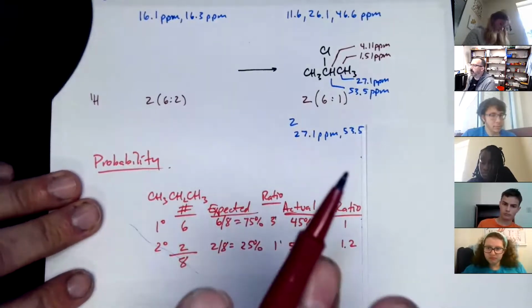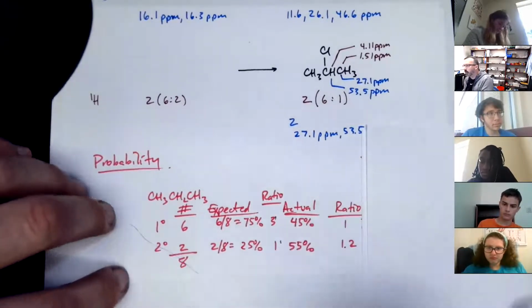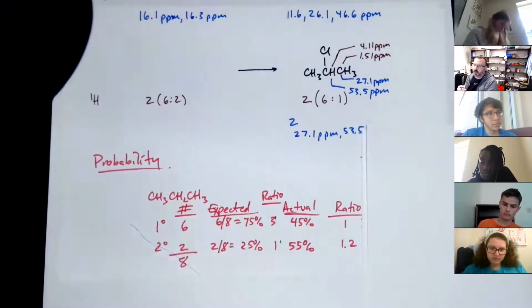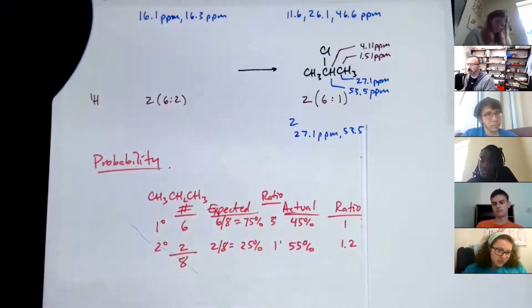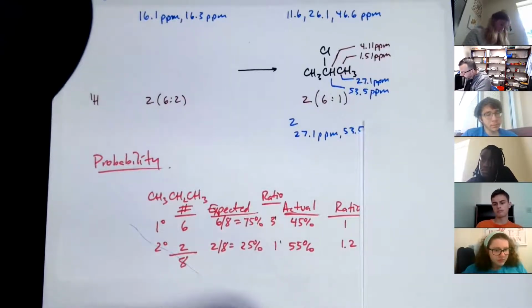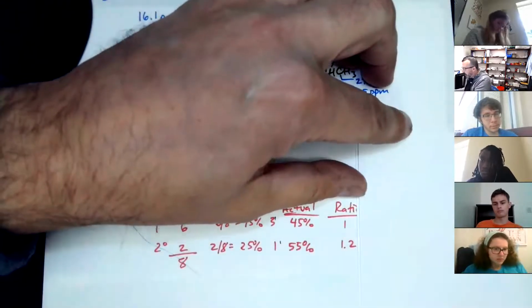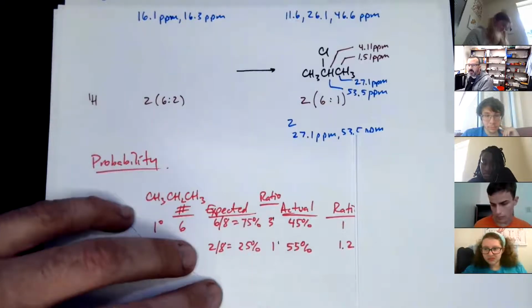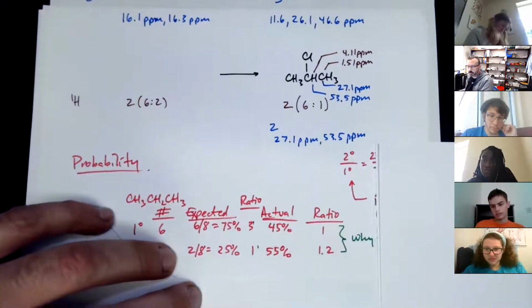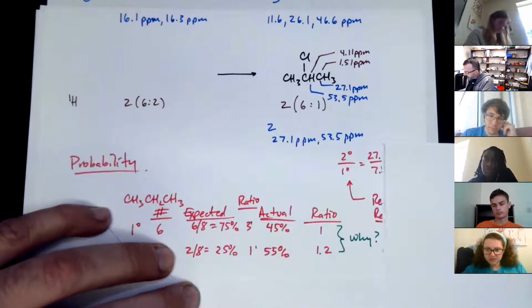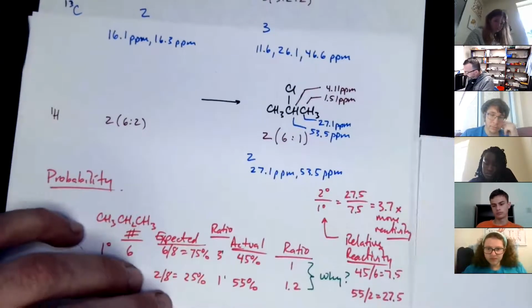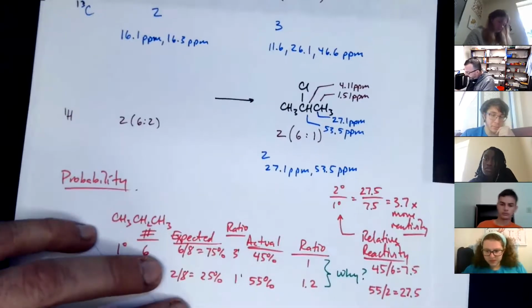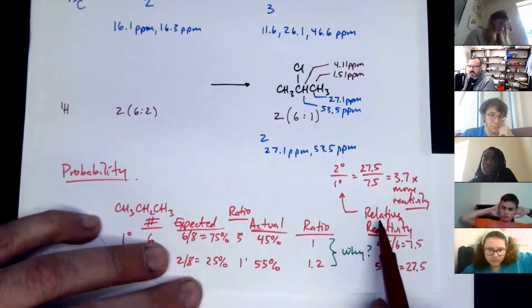Now, this new thing is this next column I'm going to show you. This is going to be new to you, and I'll explain it. It's not anything terribly complicated, but it's going to help us understand why we do not observe the expected ratio. So why? This last column here is called relative reactivity.